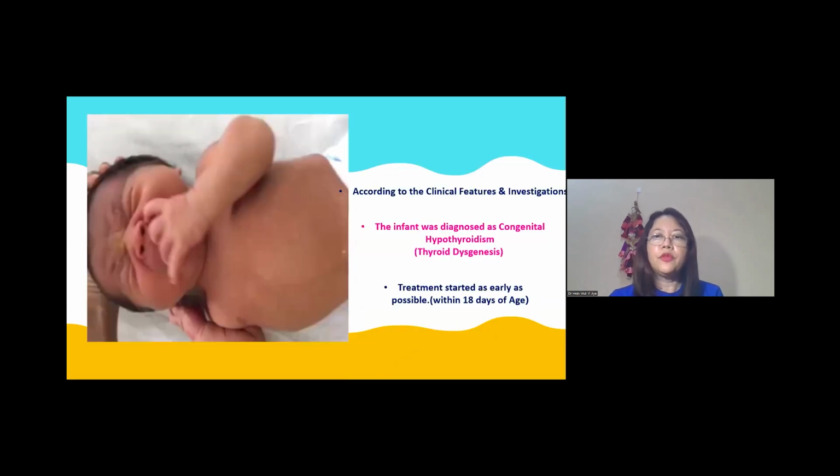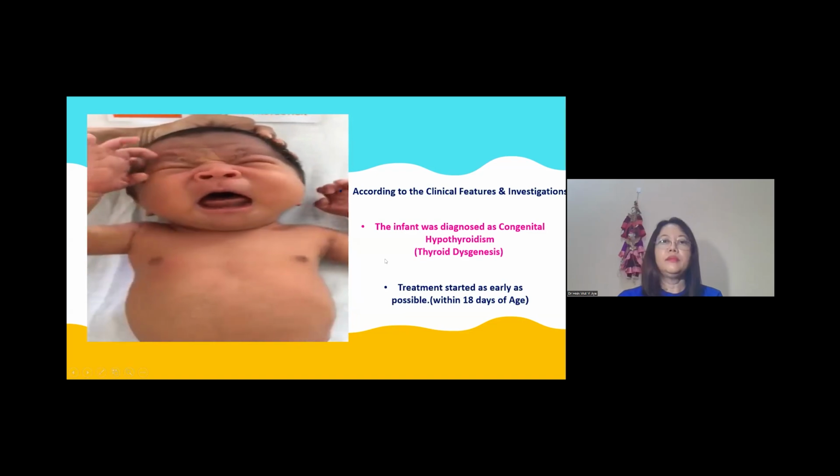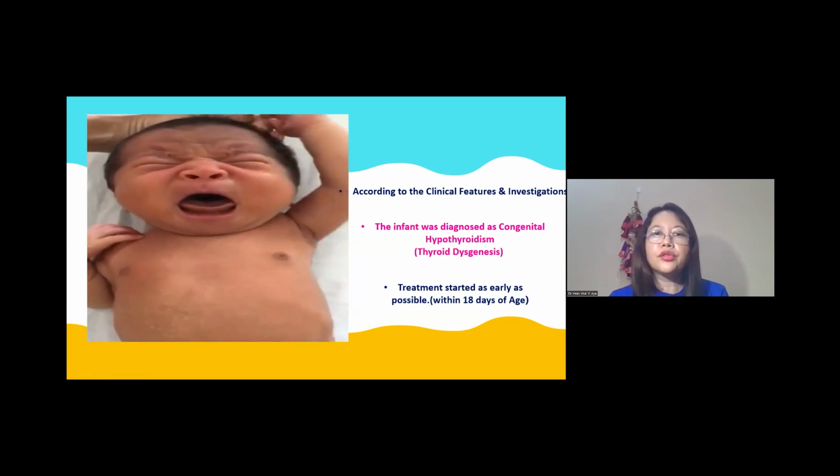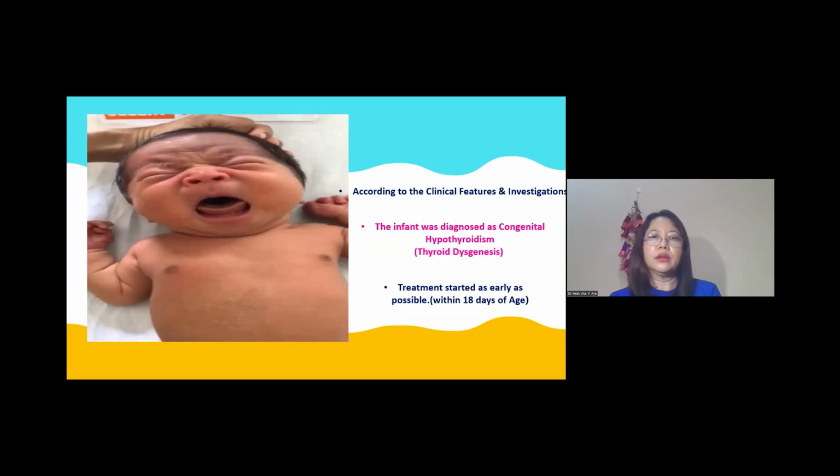So for all of this, we have to conclude that the child has a condition of congenital hypothyroidism, and the cause is thyroid dysgenesis. So this is a short video clip. You can see the hoarse cry of the baby. So you can see the hoarse cry. The cry is not that simple, and then the facies also.